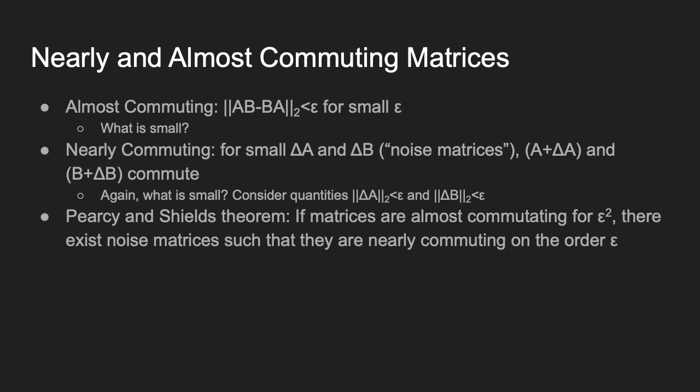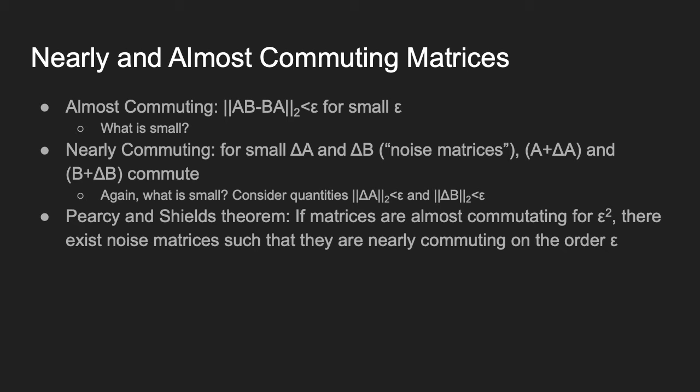Now let's define the terms nearly commuting and almost commuting. If a pair of matrices A and B is almost commuting, then the 2 norm of the difference AB minus BA is less than some epsilon for a small epsilon. What is small? That definition may vary. If a pair of matrices A and B is nearly commuting, then for small delta A and delta B, also referred to as noise matrices in this presentation, the matrices A plus delta A and B plus delta B will commute. Again, what is small? We can consider or say the 2 norms of the noise matrices to be smaller than some epsilons, but again, the definition of small may vary.